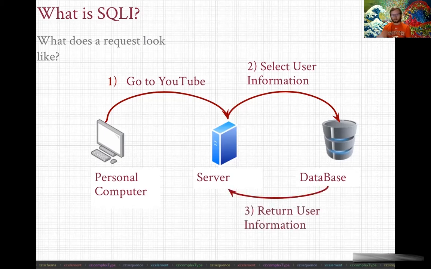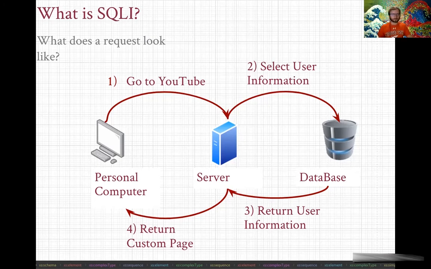And if anything was found, the database will return whatever information was selected to the web server. And then after that, the web server will create a custom YouTube page that's tailored to your profile. So that could include things like your preferences, any channels that you've liked, commented, or subscribed to. It would have all of those there.